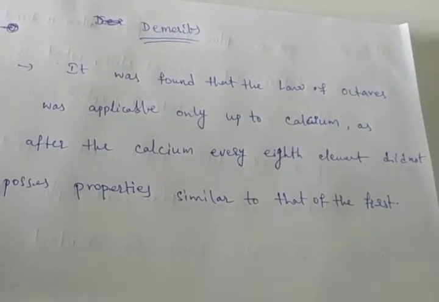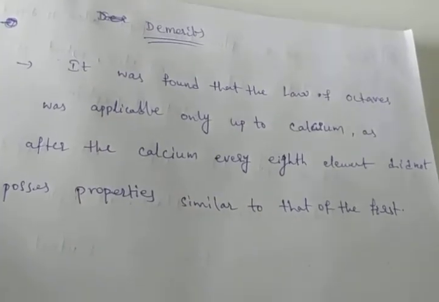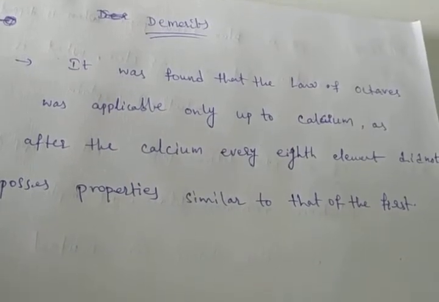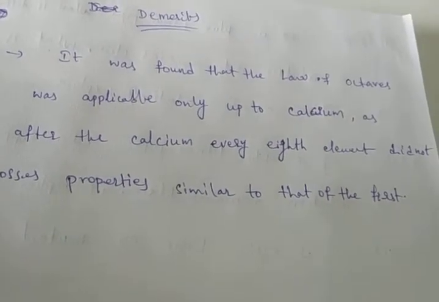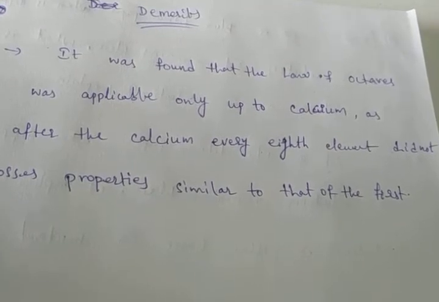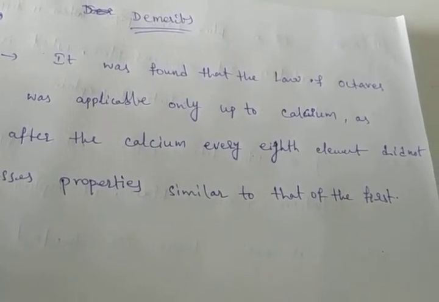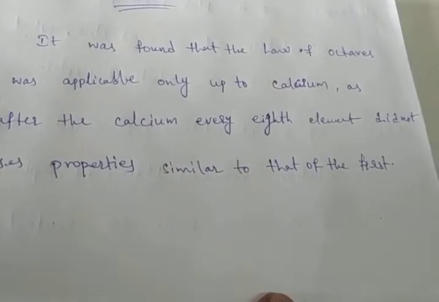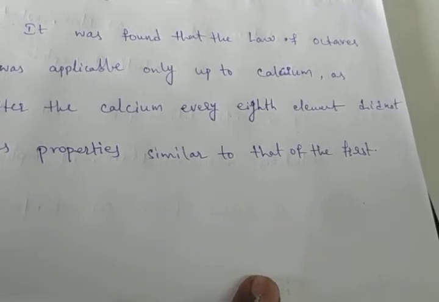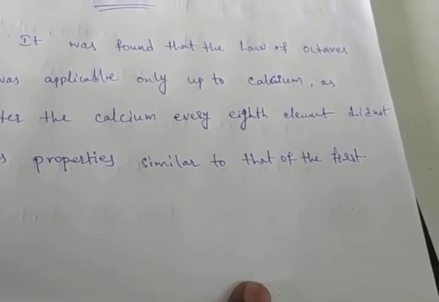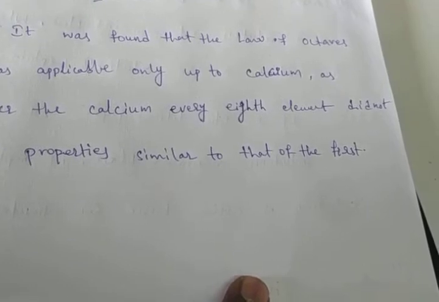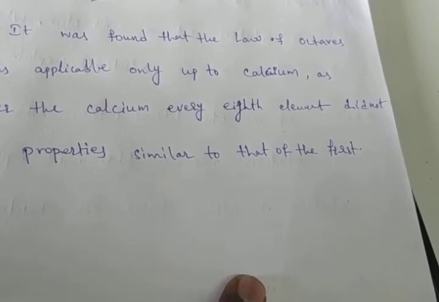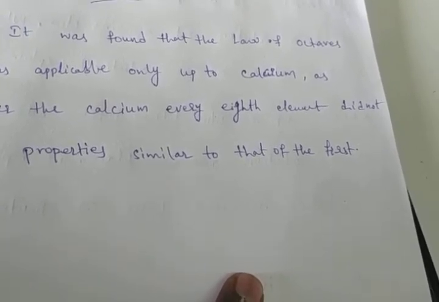So you have to observe the table I gave in the last class. In that table, the law of octaves is applicable only up to calcium. After calcium every eighth element did not possess properties similar to that of the first element. This is a demerit. And the next one: it was assumed by Newlands that only 56 elements existed in nature and no more elements would be discovered in the future, but later on several new elements were discovered whose properties did not fit into the law of octaves.